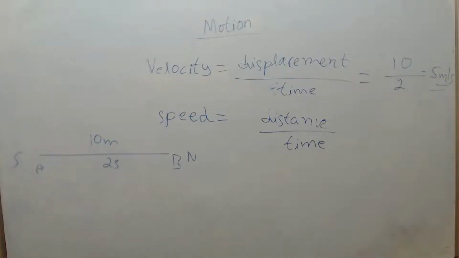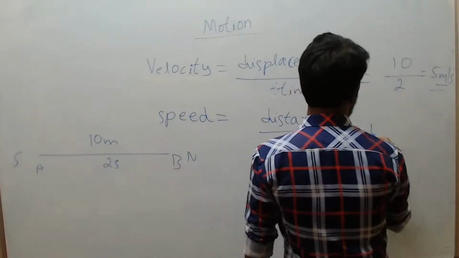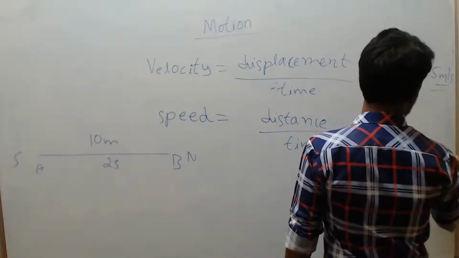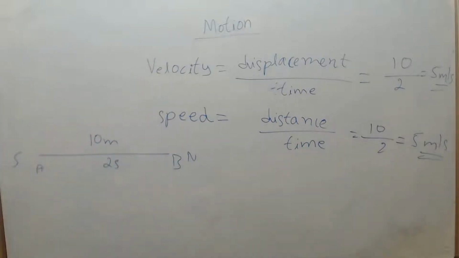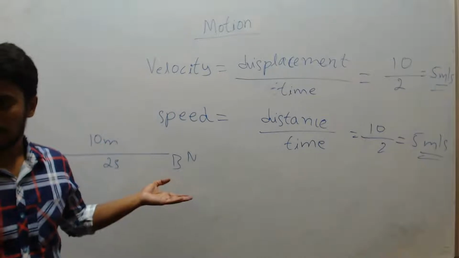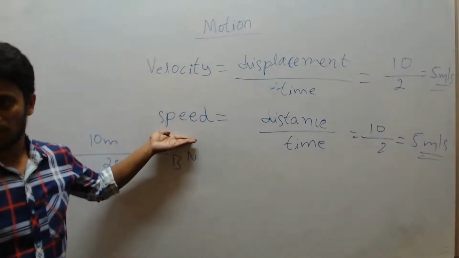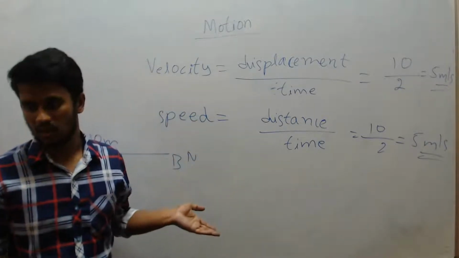Next, what is the speed? So what is the distance? Distance is 10 meter only, right? Then what is the time? Time is 2 seconds. Answer is 5 meter per second. So here the speed is also 5 meter per second and velocity is also 5 meter per second. So now we can clearly say that in a straight line path, both velocity and speed are equal.